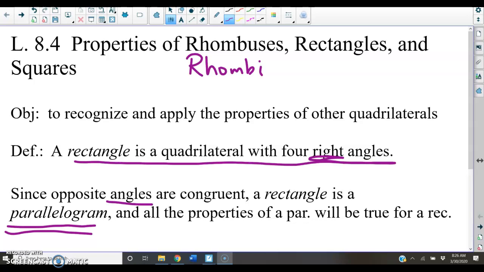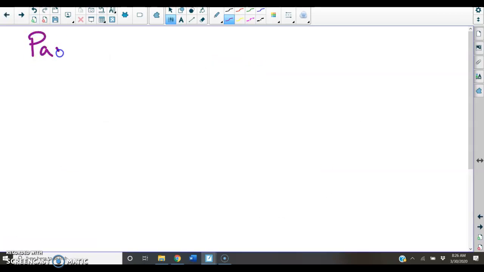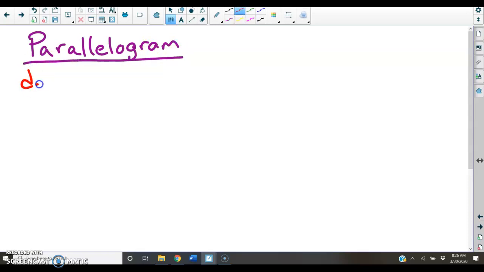Today we're going to take a look first of all at the other quadrilaterals. A rectangle is a quadrilateral with 4 right angles. Since the opposite angles are congruent, the rectangle is a parallelogram, and all the properties of a parallelogram will be true for a rectangle. So let's review. What are the properties for a parallelogram? Well, the first one I want to remind you of is the definition. It's a quadrilateral with opposite sides parallel.